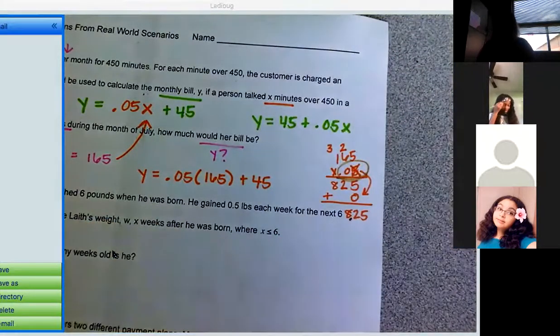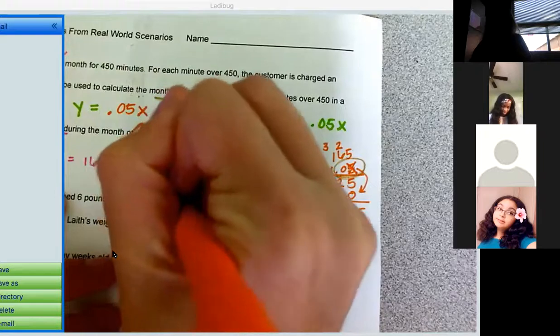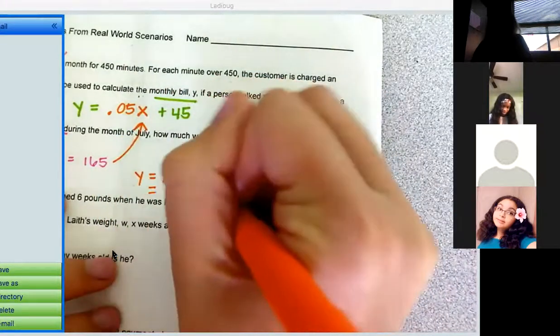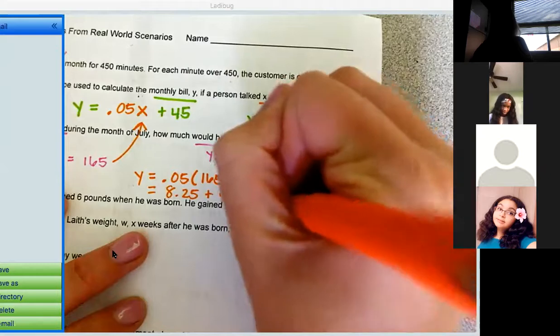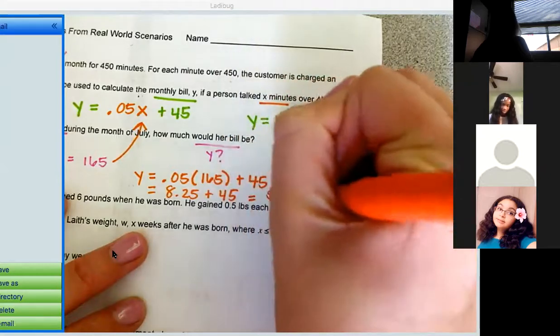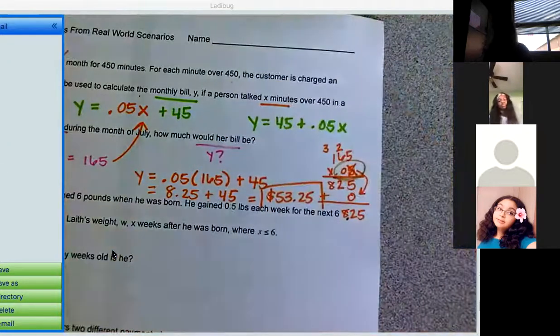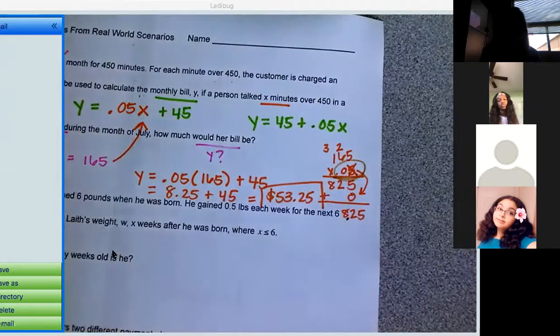So guys, does everybody agree this is going to be $8.25 plus $45? Yeah. So did y'all get $53.25? Right on. That is correct. Easy or hard? That question has been on the exam the last 3 years. And kids always miss it. And I think it's because, like you said, Brooke, the 450 minutes, they don't really know what to do with that, or they just don't pay attention to it.